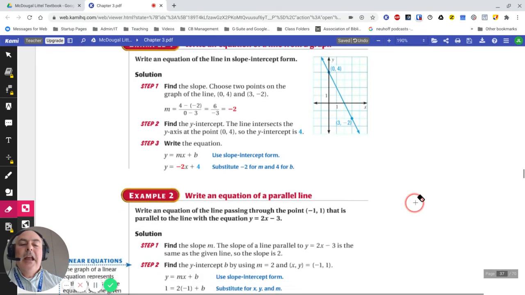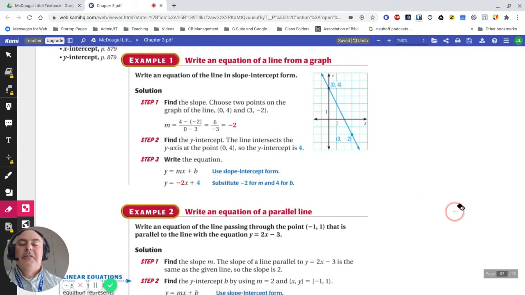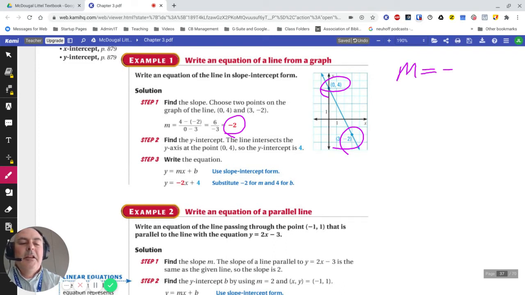So the first thing I always have to do is find the slope. That's going to be my first job. I've got 2 points graphed here, and I'm looking for the equation of the line. I found my slope, and that's going to be -2. My rise over my run, change in y's over change in x.